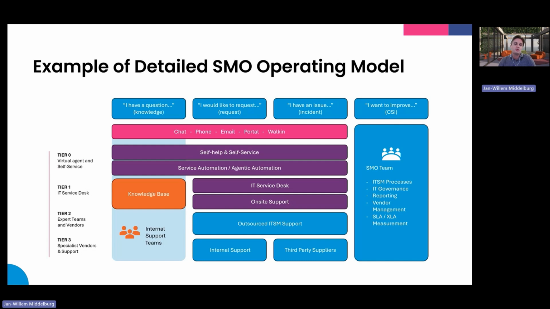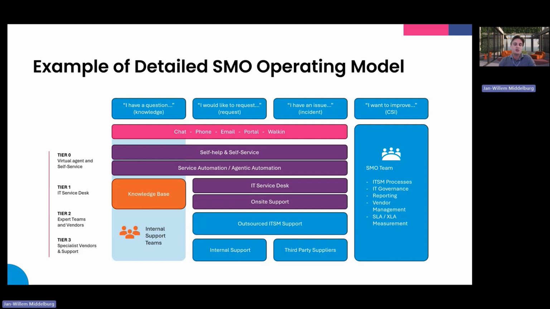And there is first and foremost an interface, which you see depicted in the area in pink, where someone communicates with the rest of the service delivery organization through chat, phone, email, through a portal, or maybe even walk-in. And then the design of an SMO actually starts. Across this picture, you see the 4 different tiers of service delivery, where tier 0 here is defined as virtual agents and self-service, which is becoming more and more standardized, which is the non-human way to interface and solve questions.